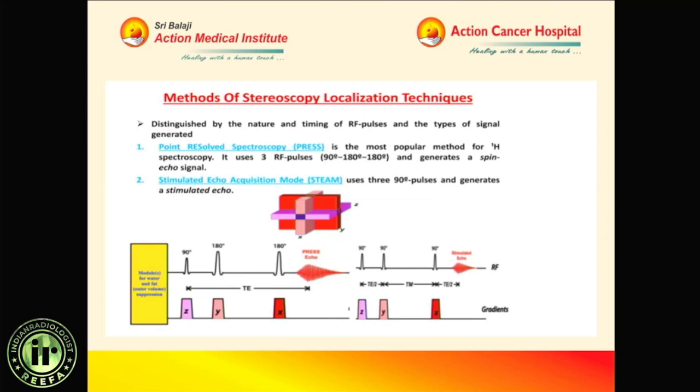Now let's talk about STEAM and PRESS. STEAM is stimulated echo acquisition mode, where we use three 90-degree pulses and it generates a stimulated echo. In PRESS, we apply a 90-degree pulse and two 180-degree pulses in three orthogonal planes, and it generates a spin echo signal. As we can see, PRESS gives us data which is almost twice as good as STEAM.